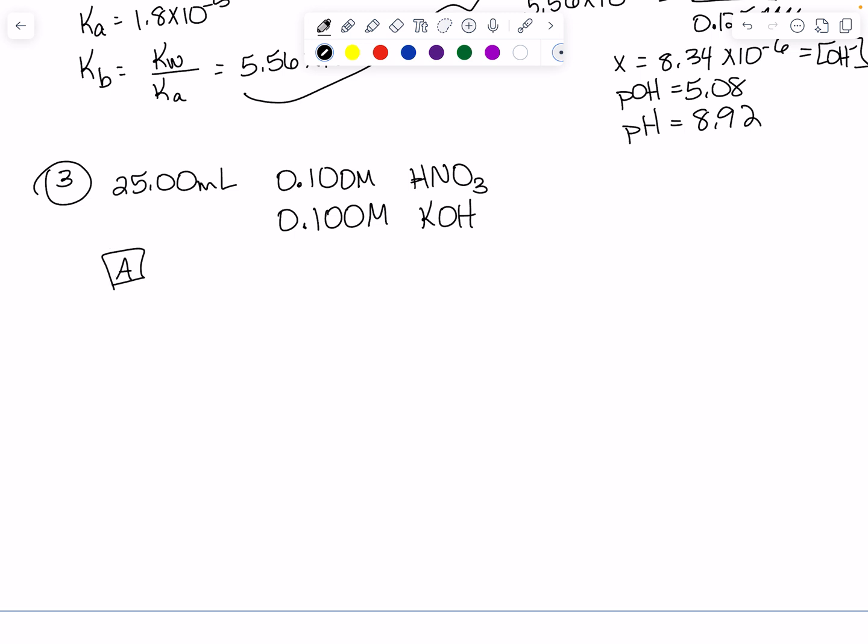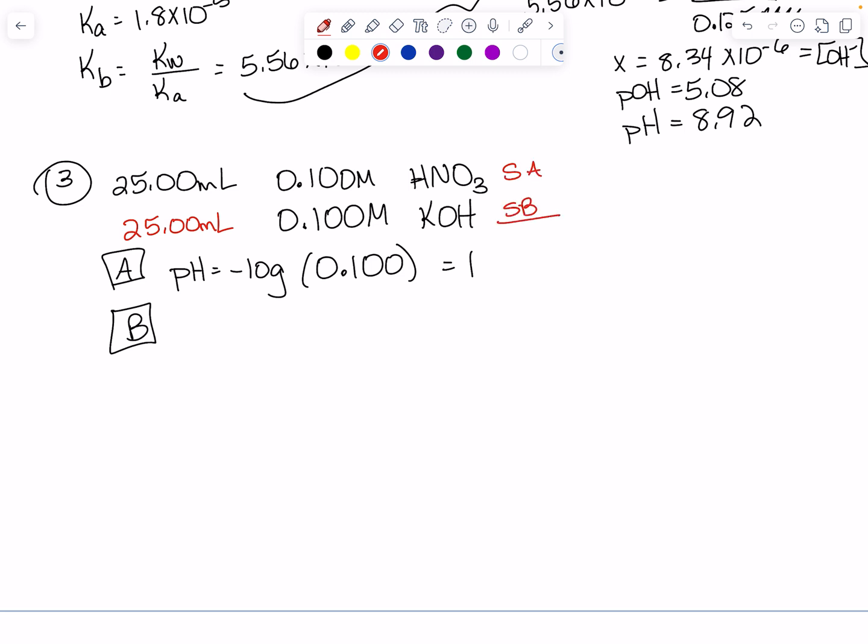Well, since it's a strong acid, the pH is the negative log of the hydrogen ion concentration, which is 0.1. Remember, strong acids completely ionize, so the pH is 1. And then in B part, it says what's the pH at the equivalence point. Well, what does that mean? Same thing as before. It means the moles of acid and moles of base are equal. It means that you had 25 milliliters of this. You didn't have to know that because y'all know that a strong acid and a strong base makes a neutral salt. Therefore, B, the pH at the equivalence point, is 7 because the salt's neutral.